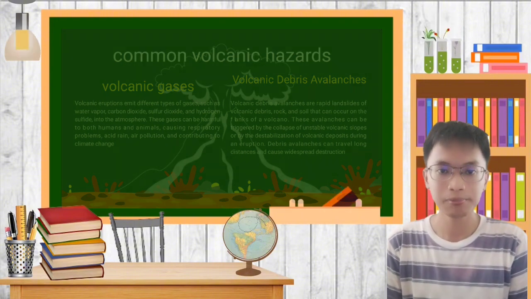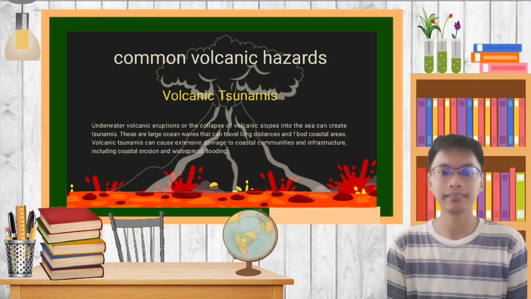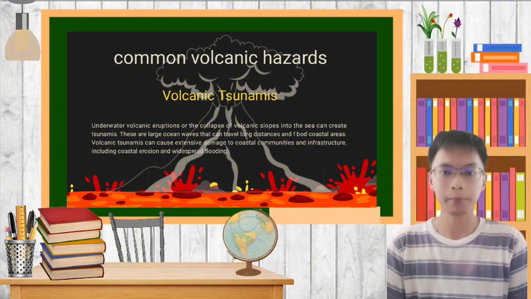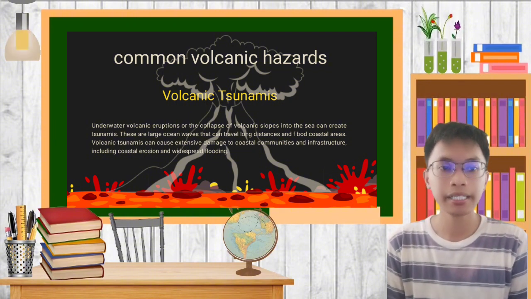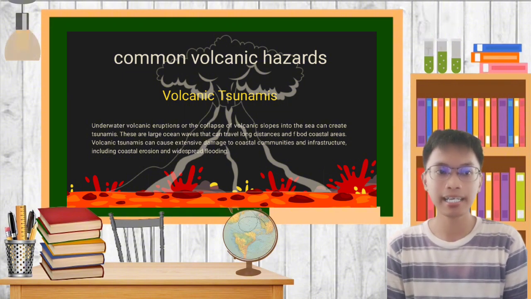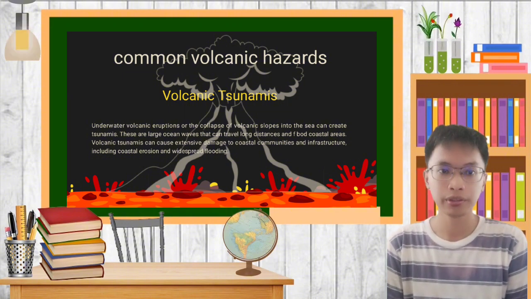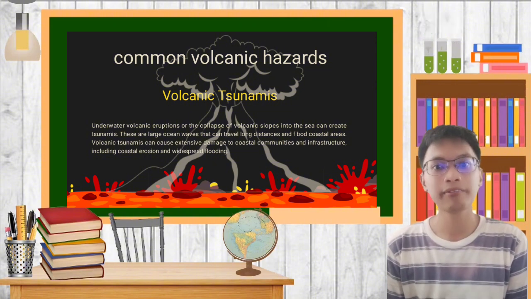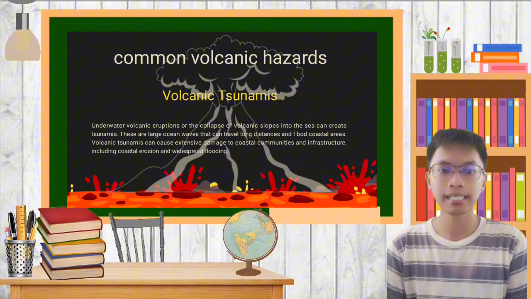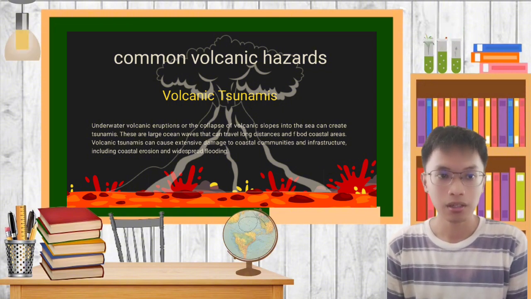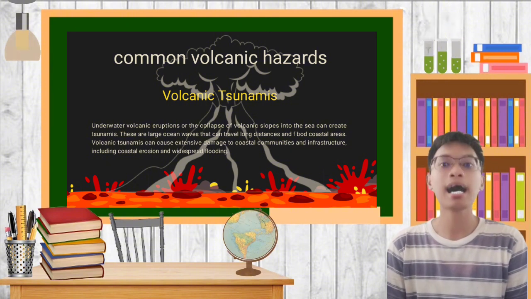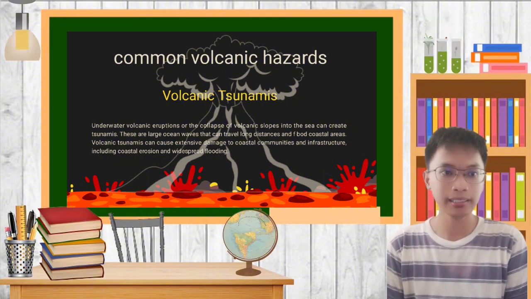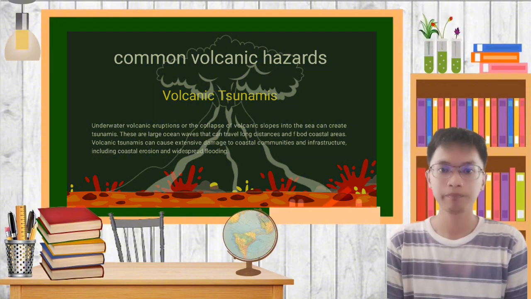Now let's proceed to the last hazard of volcanic eruption, which is the volcanic tsunami. Underwater volcano eruptions or landslides can displace a large volume of water, triggering a tsunami. These waves can be devastating to coastal communities, as seen in the 2018 eruption of Anak Krakatau volcano in Indonesia, which caused a tsunami that killed hundreds of people.